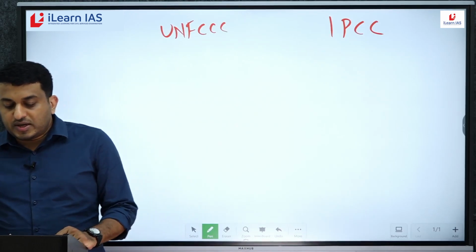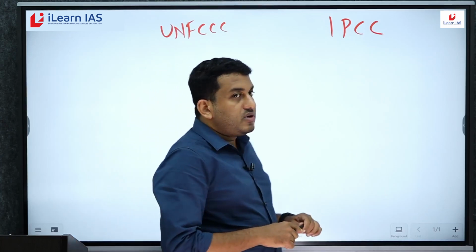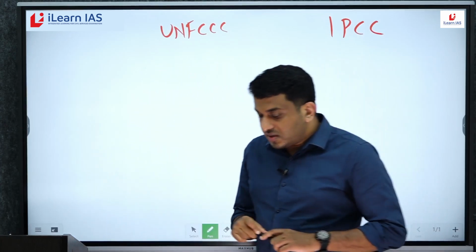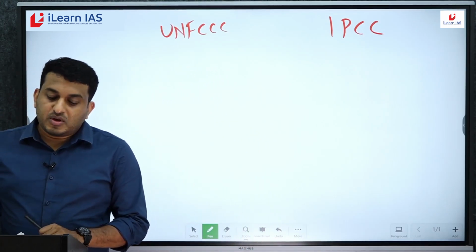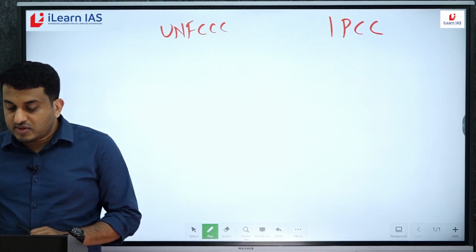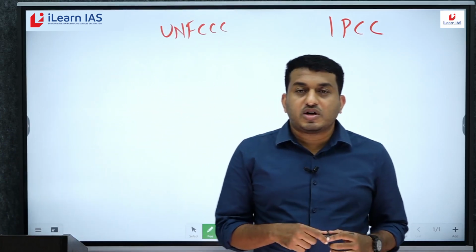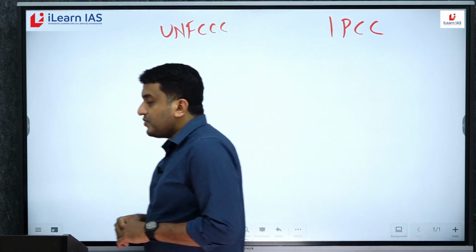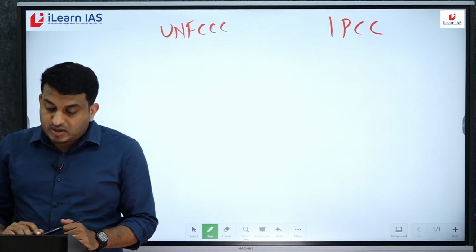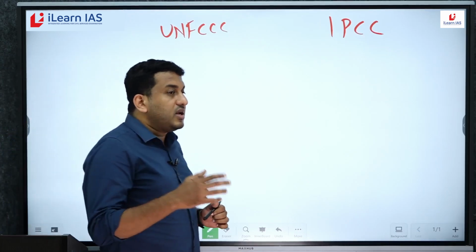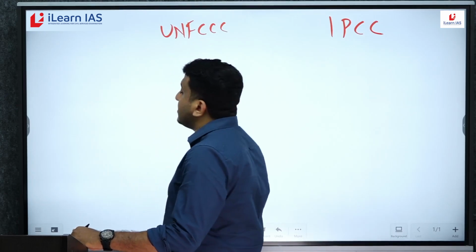UNFCCC is United Nations Framework Convention on Climate Change, one of the legacy holders of the Rio Earth Summit. Rio Earth Summit 1992 actually gives us the legacy of three. One is CBD, Convention on Biodiversity. Second is UNFCCC, United Nations Framework Convention on Climate Change. And the third one is UNCCD, United Nations Convention to Combat Desertification.